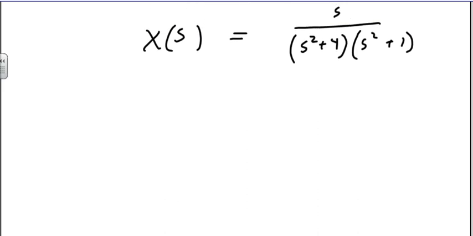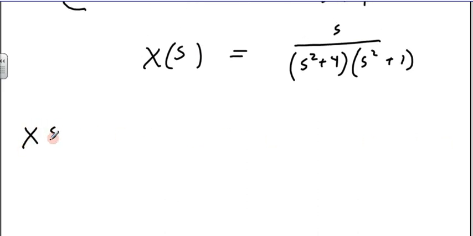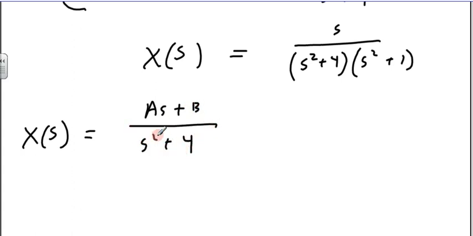And I'm going to say X of s is equal to a s plus b over s squared plus 4. Now when you're doing partial fractions, what goes in the numerator has to be 1 less than the power of the s in the denominator. So that's why I have an a s plus b. And then I'm going to have a c s plus d over s squared plus 1. So that's what I've got.